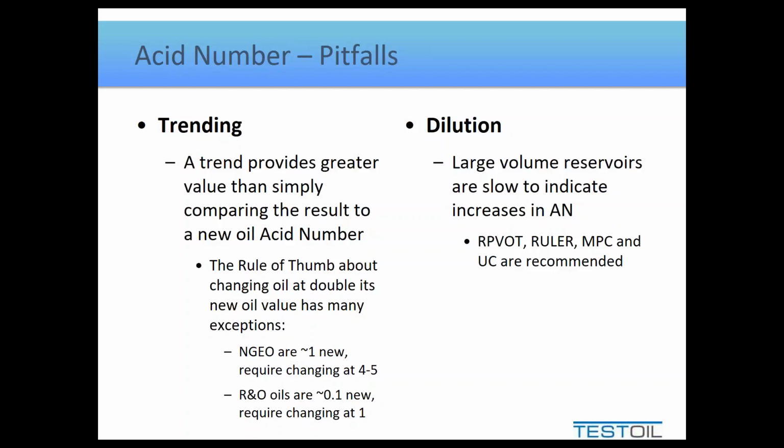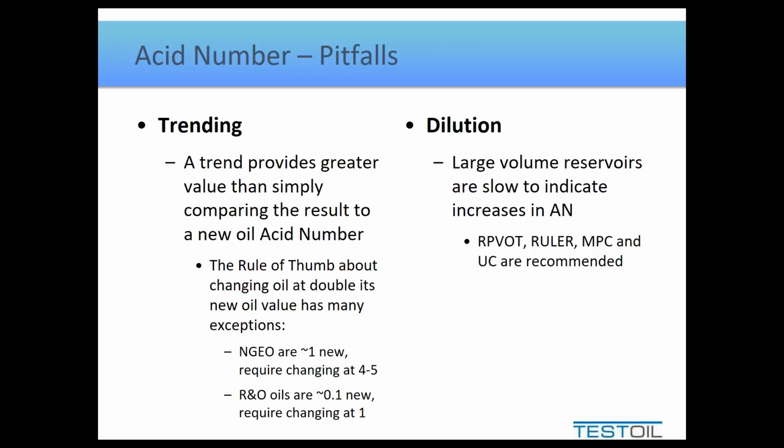The other pitfall with acid number, just to reiterate this one more time, is the larger the volume, the less likely it is for this number to change appreciably. So when we start dealing with large volume reservoirs, understand that acid number is maybe not your go-to test for doing a condition-based oil change. You probably want to balance that with a bunch of other tests, namely other oxidation-specific tests like RPVOT and RULER. You may wish to also look at any degradation buildup through MPC and ultracentrifuge.